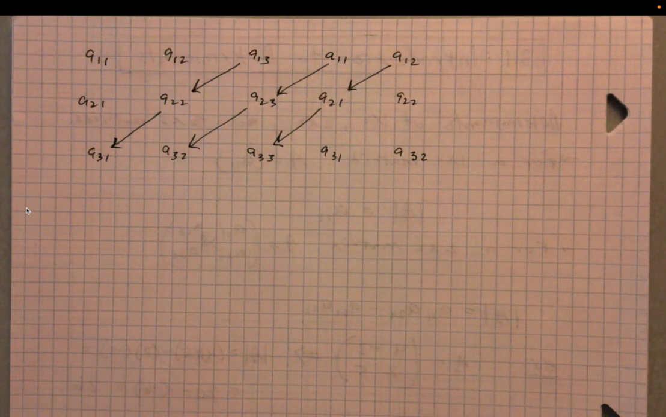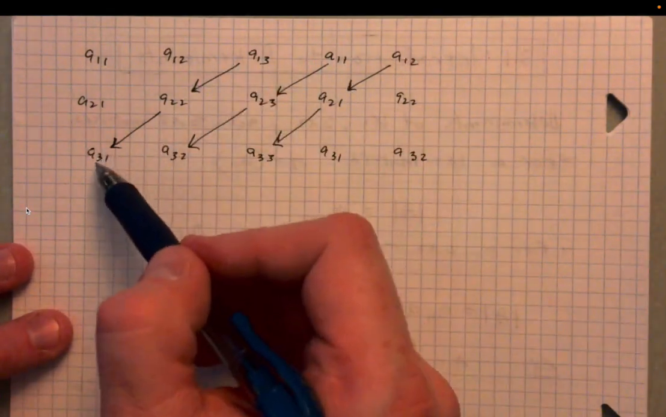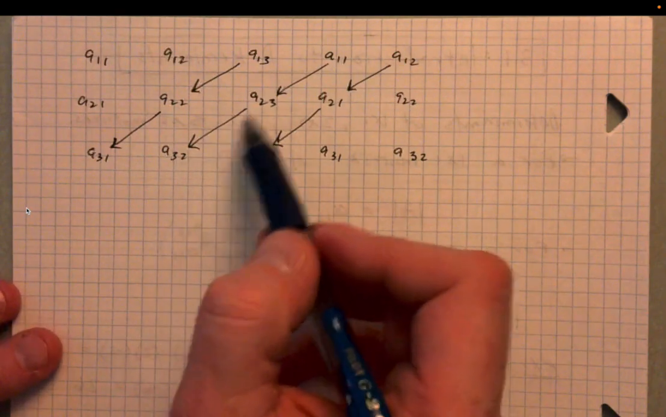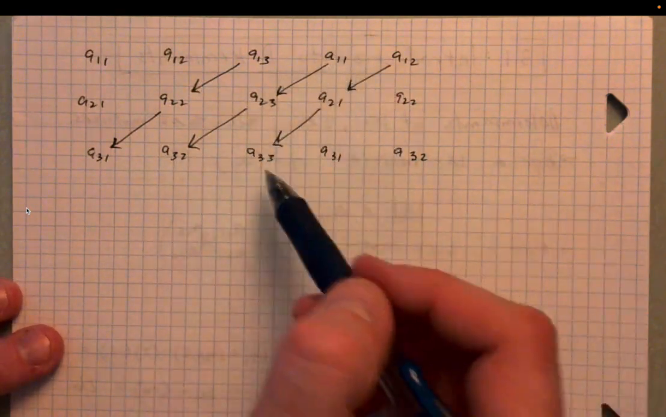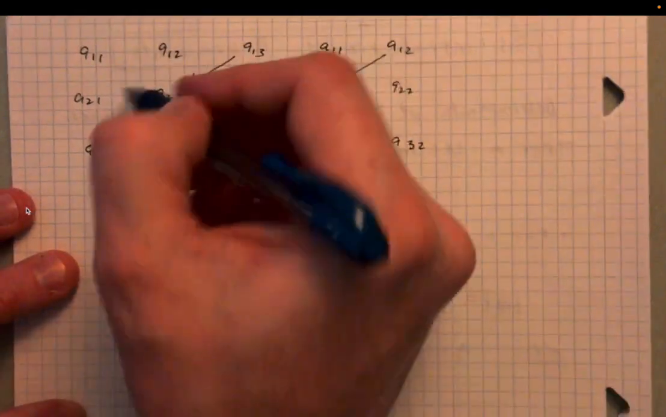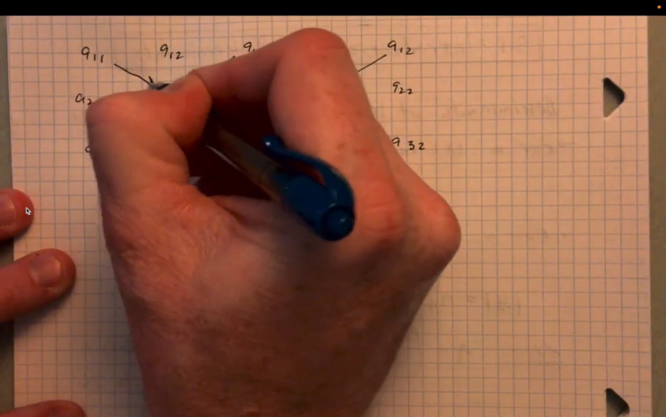So those 3 products will get you 3 of the 6 entries in the linear sum that we just saw. So you've got A31, A22, A13, multiply those together. A32, A23, A11, multiply those together. A33, A21, A12, multiply those together. Now the other 3 come from the opposite direction.